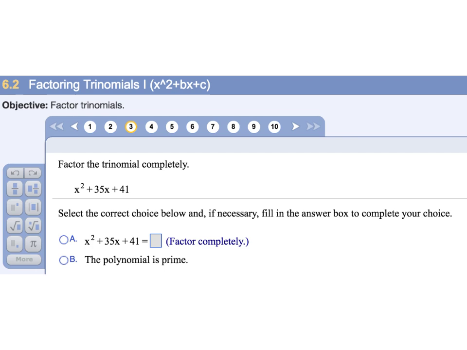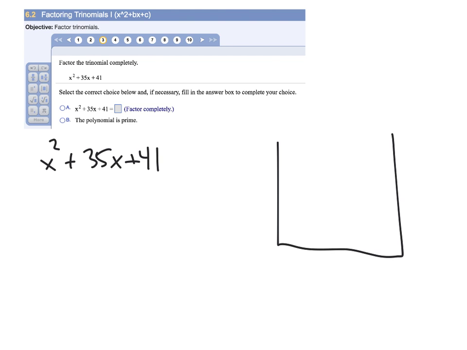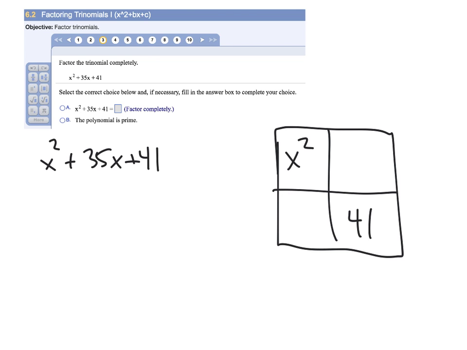Now this one's going to be a tricky one, but it actually makes it super duper easy. So our trinomial is x squared plus 35x plus 41. So we're going to go over here, we're going to make our box. And we know that x squared is going to go here, and we know that 41 is going to go here. Always, always, always.